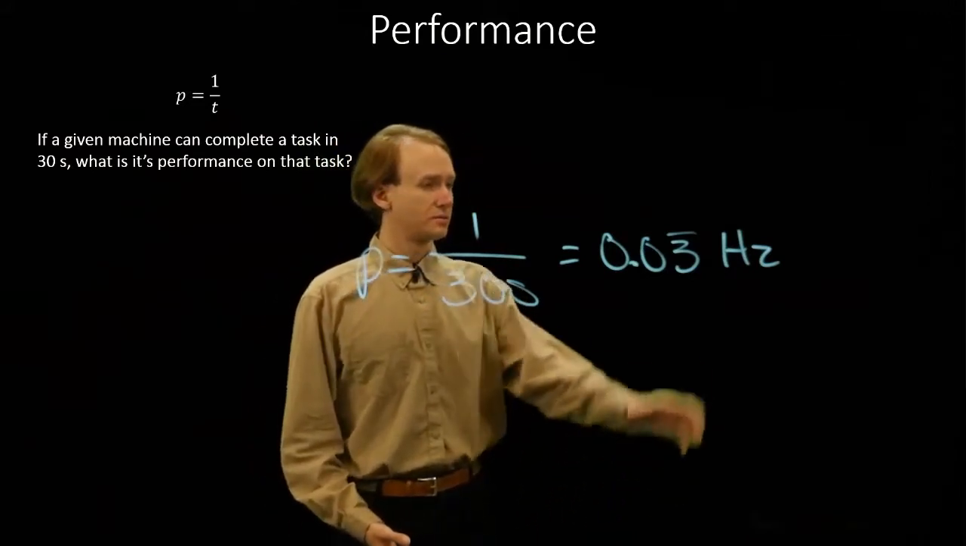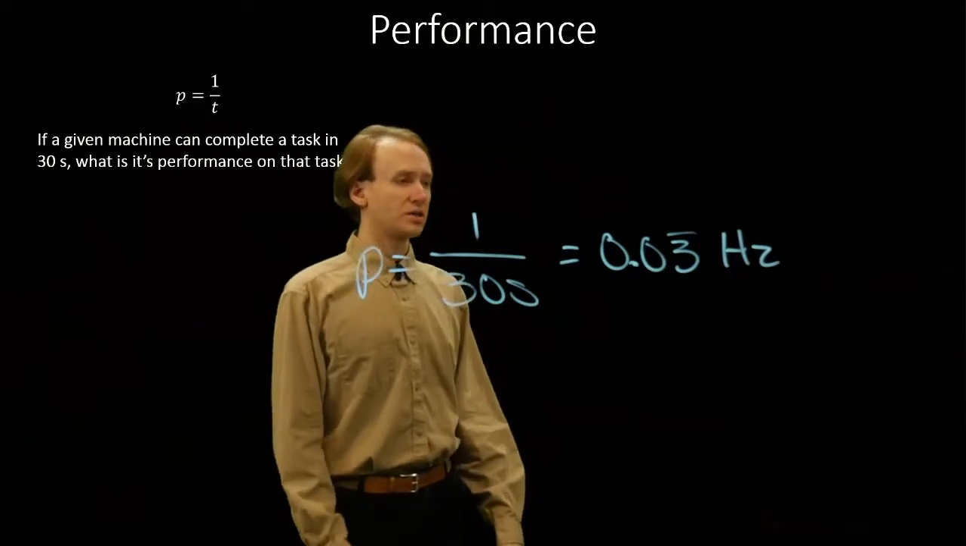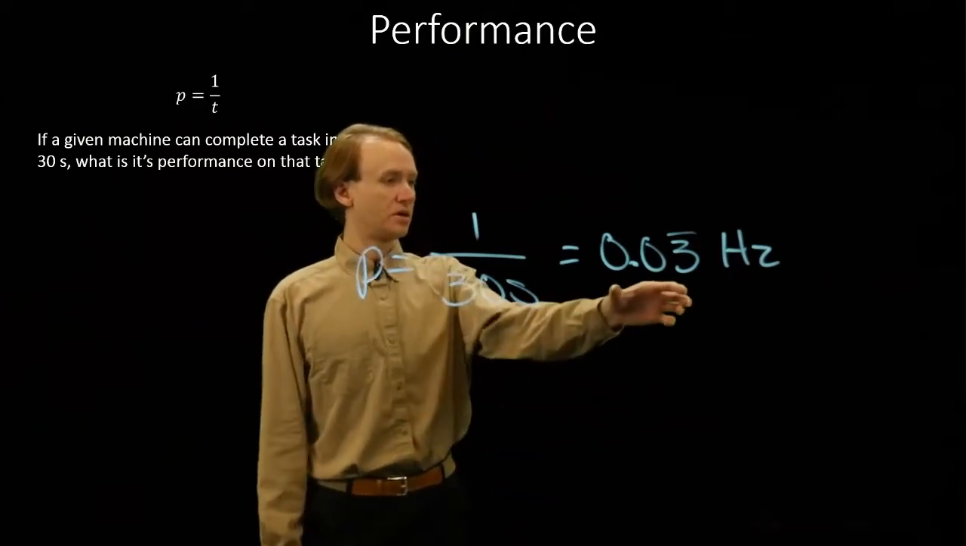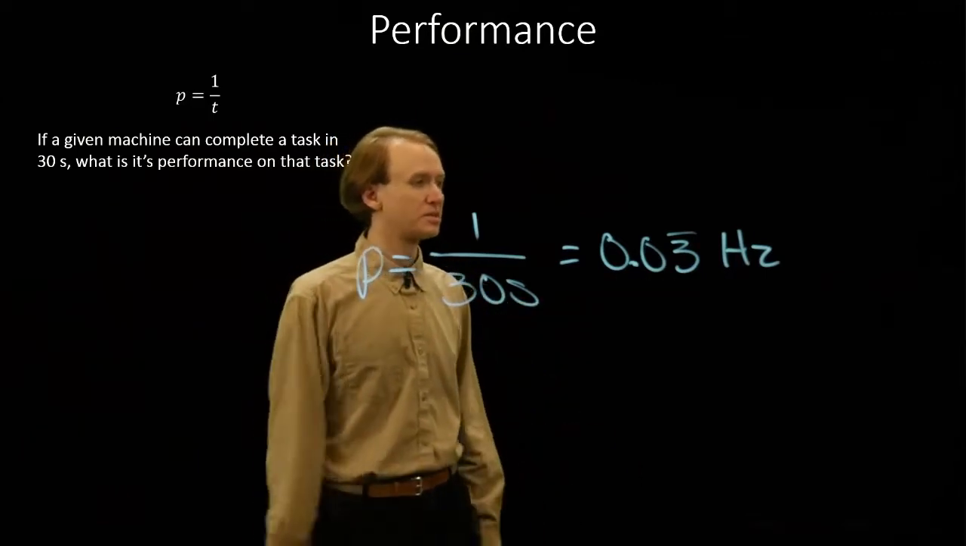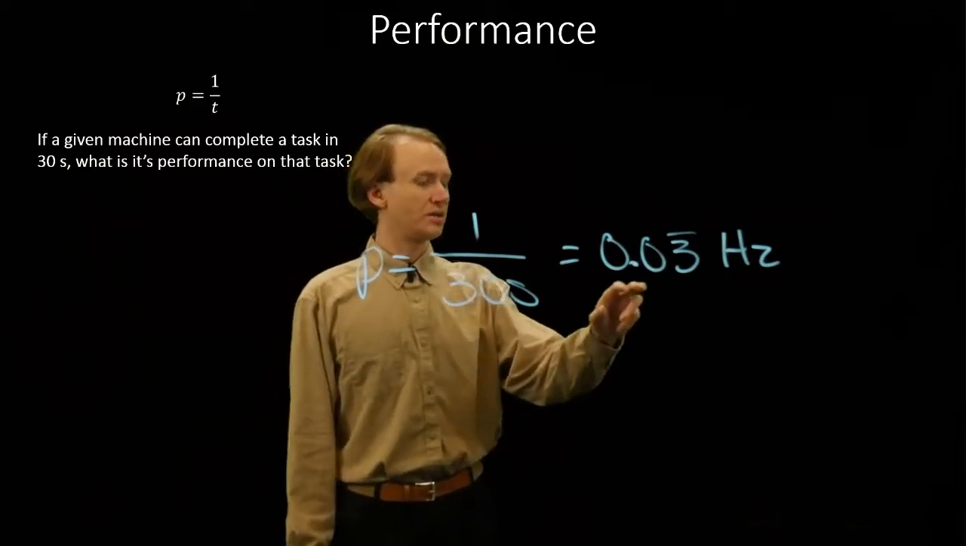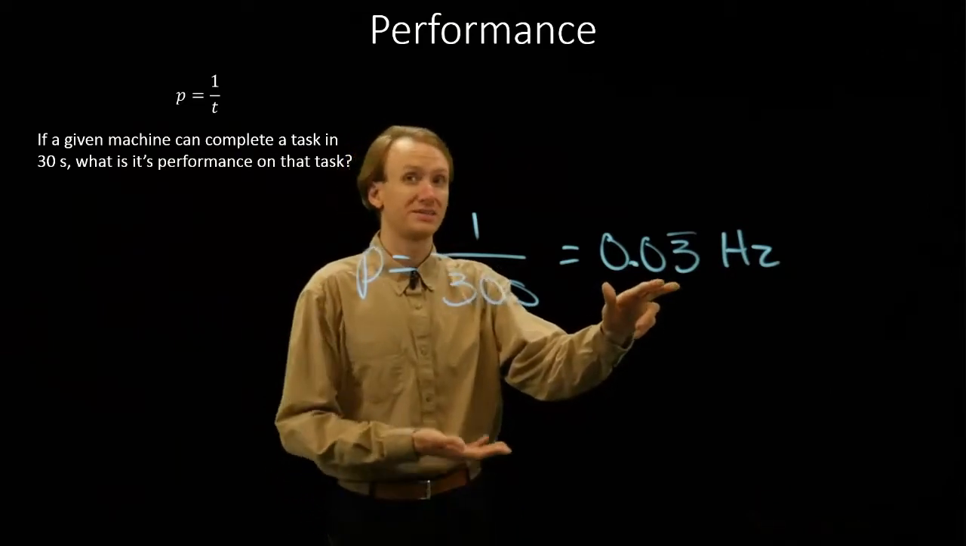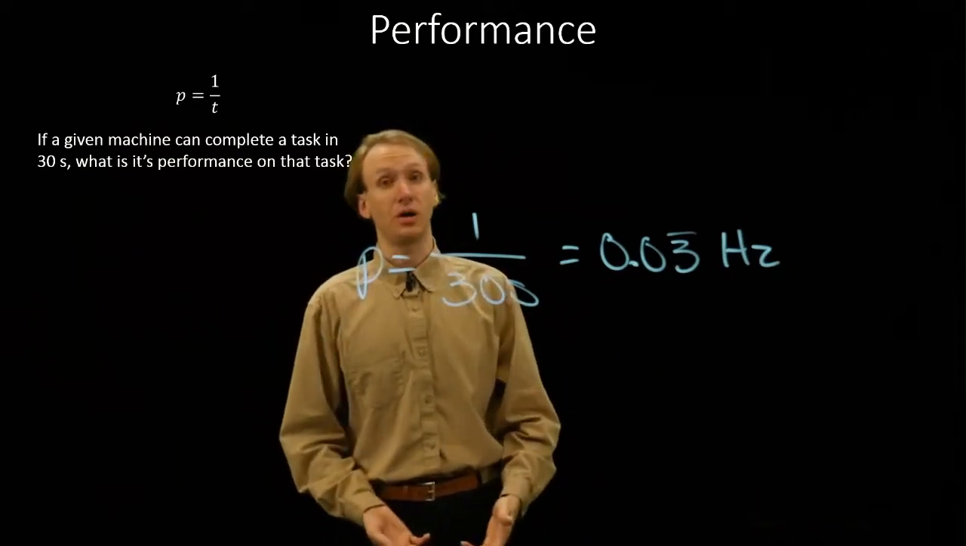And so what is this telling me? Well, one thing it tells me is that, okay, it's not terribly high performance. I'd probably like something much greater than 1. It's telling me that I can finish 0.03 of these tasks every second as well.